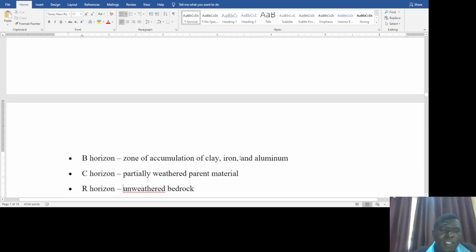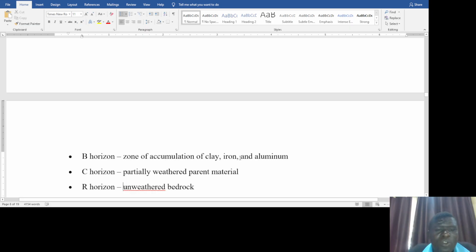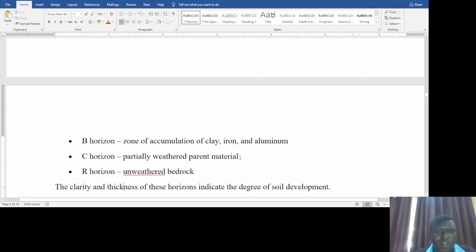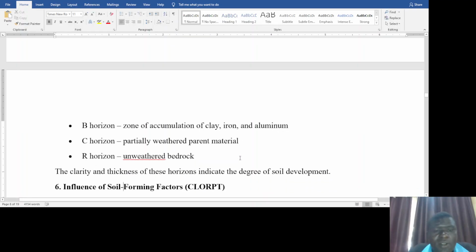Then after that, we have the B horizon, which is the zone of accumulation of clay, iron, and aluminium, which are the major minerals or elements in the Earth's crust. Then we have the C horizon, which consists of partially weathered material. This is where you find rocks that are broken into small pieces, but they are still intact and are prone to further breakdown. Then we have the parent rock, or the unweathered rock, on the R horizon.